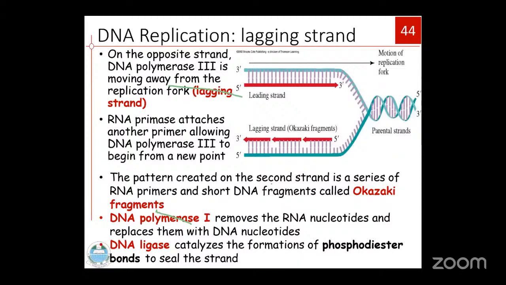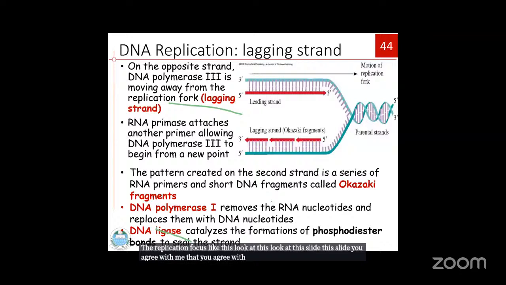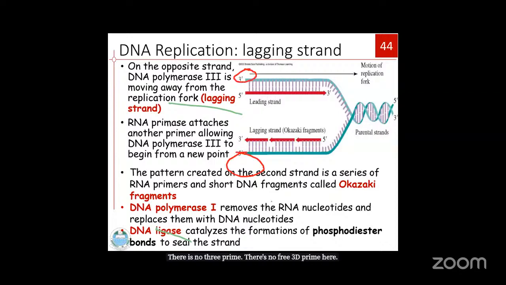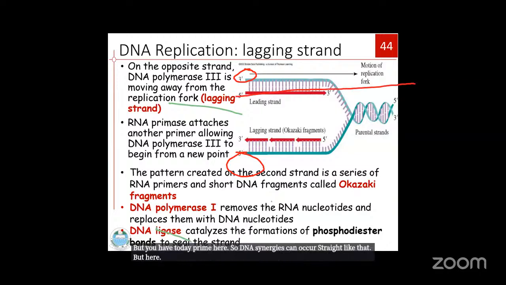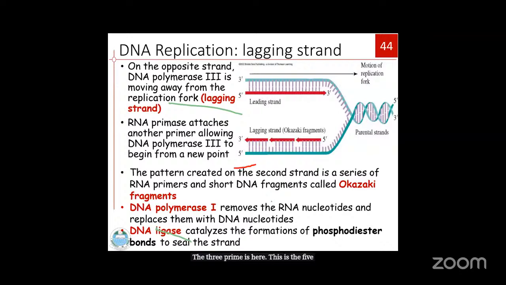Look at this slide. You will agree with me that it is not easy. There is no free 3' here, but you have 3' here. So DNA synthesis can occur straight like that. But here, the 3' is not exposed for this other strand. The 3' is here. This is the 5', and this is 3'. So there is no available 3' for it to begin DNA replication.